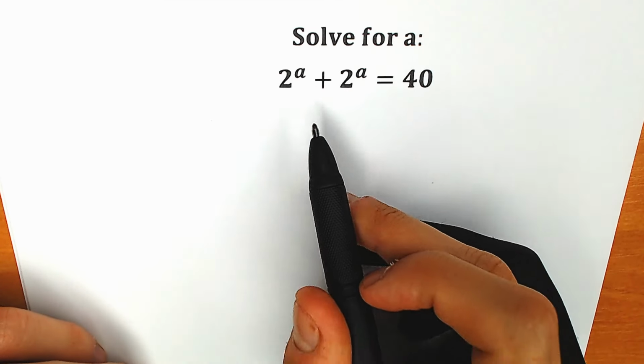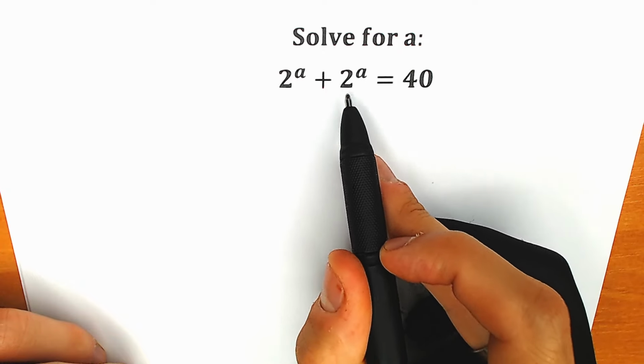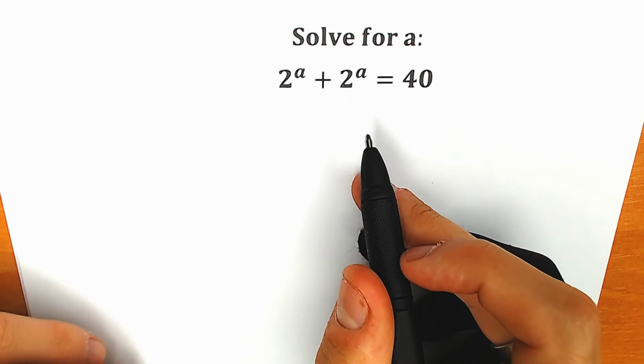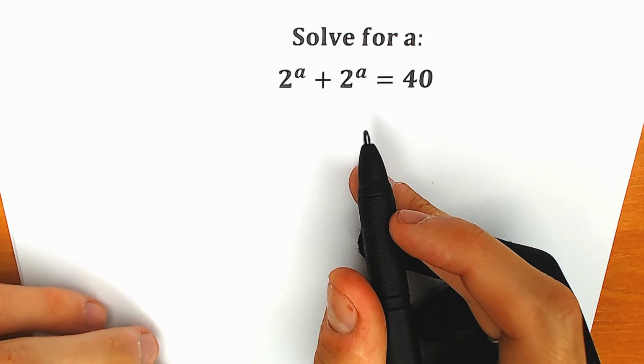Today we have a very interesting equation: 2 to the power a plus 2 to the power a equal to 40. We need to solve this question for a. If you have your answer, your solution, you can also write it in the comments below and then we will check our answers.